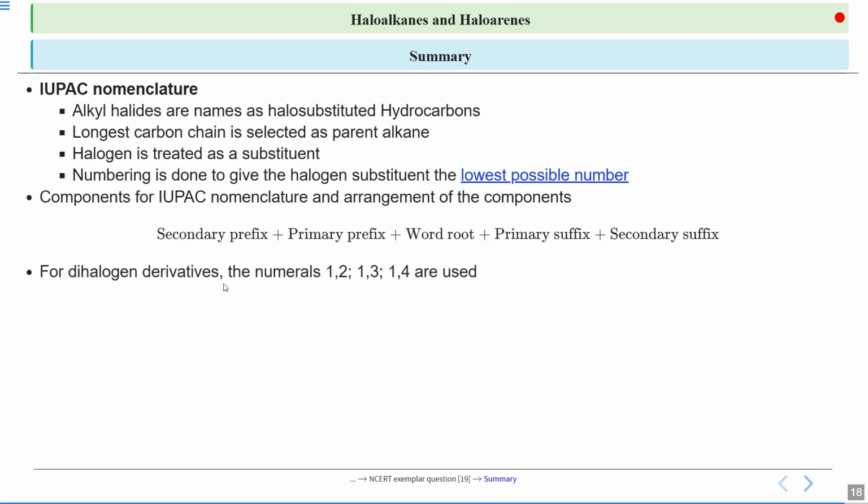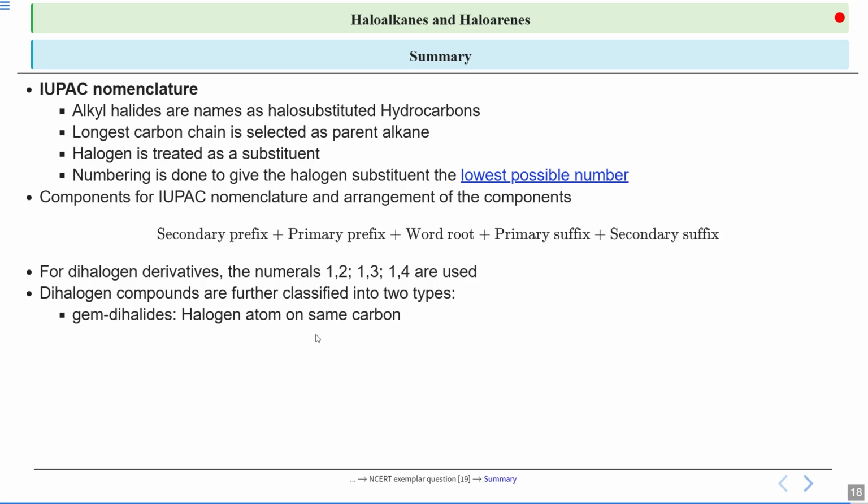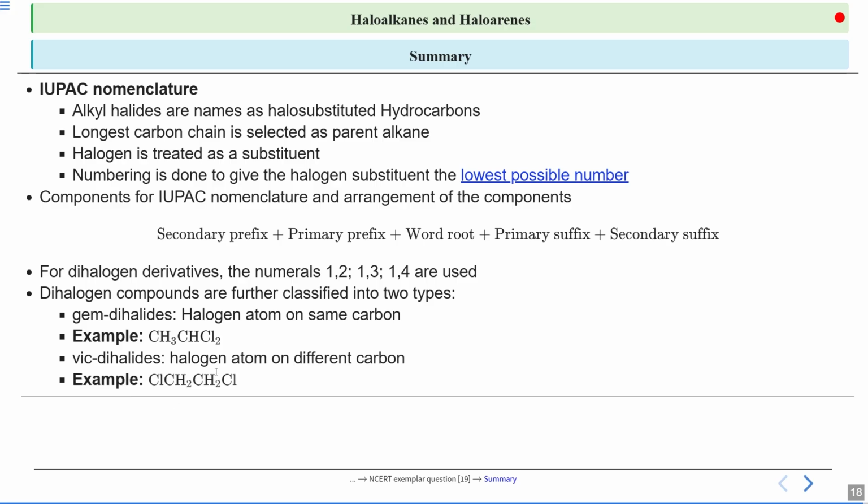And for the dihalogen derivatives, we have seen that the locants 1,2, 1,3, 1,4 are used for IUPAC nomenclature. And dihalogen compounds are further classified into 2 types. The gem dihalides, where halogen atoms are present on the same carbon, for example CH3CHCl2. And the second classified dihalogen compound is vicinal dihalides, where halogen atoms are present on adjacent or different carbons, for example ClCH2-CH2Cl. Okay, so these are the major topics that we have covered today.